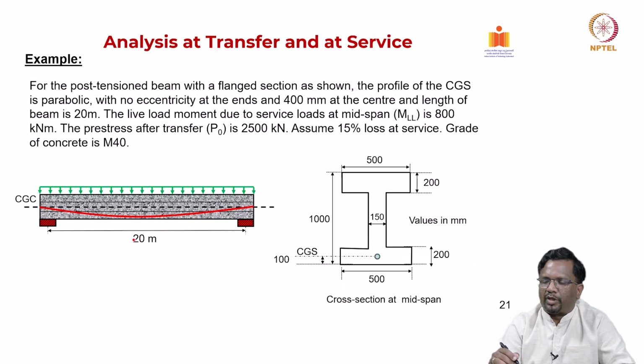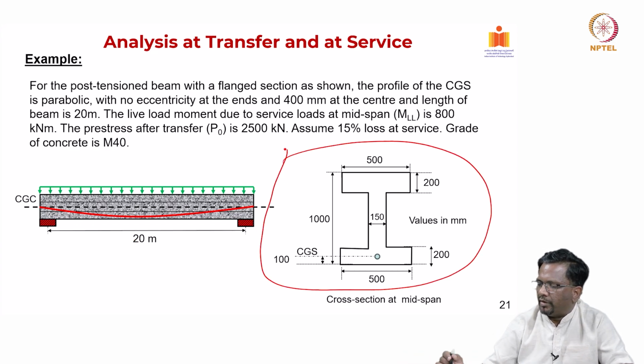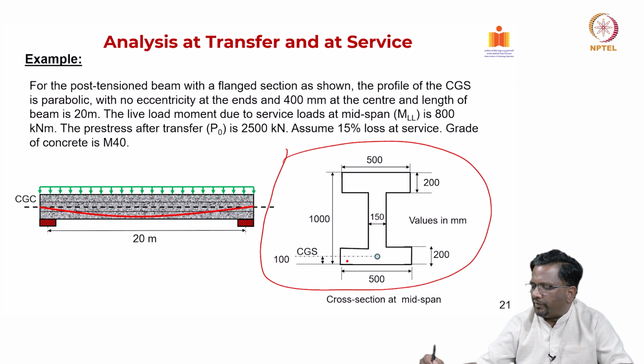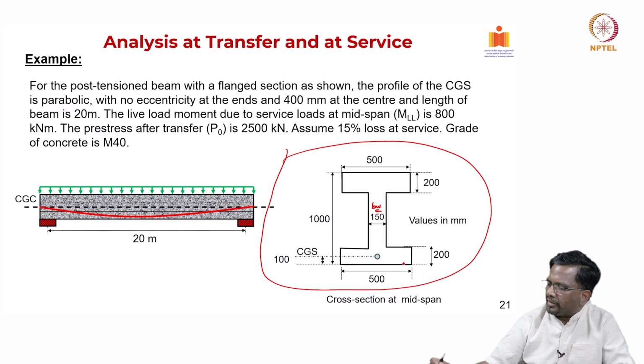Now let us do one quick example that will help us to understand these concepts. For example, we take the same cross section, 500 flange width, 200 mm thick, and a 1 meter deep beam, which is having a breadth of web equal to 150 mm, and it is having some pre-stressing steel. The details are given here, and that is at a distance of 100 mm from the bottom of the flange.